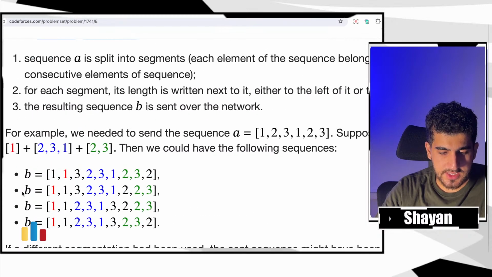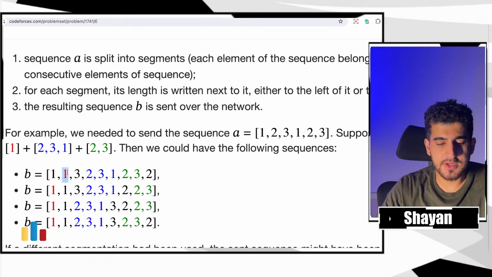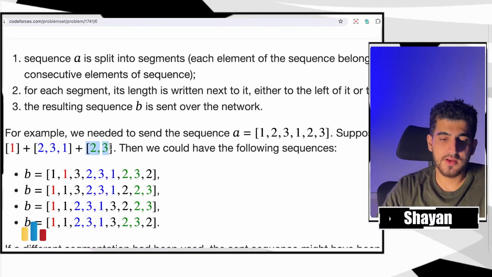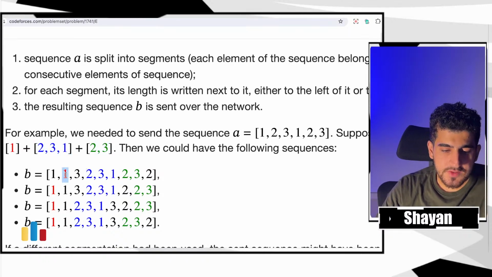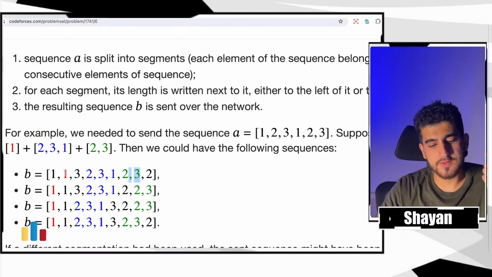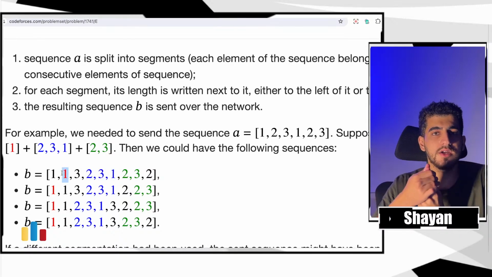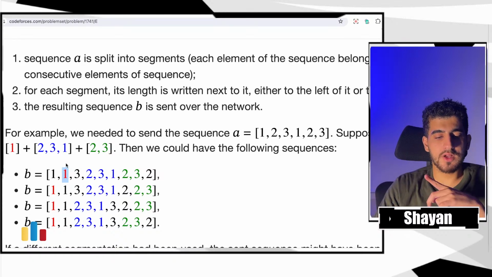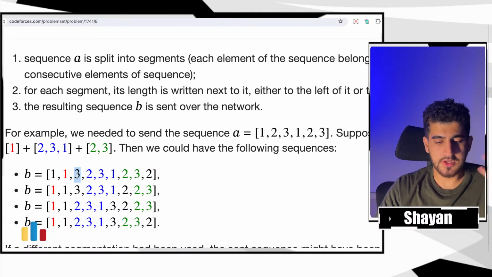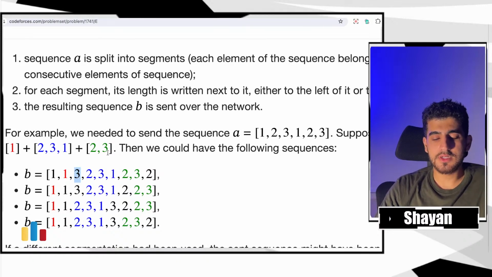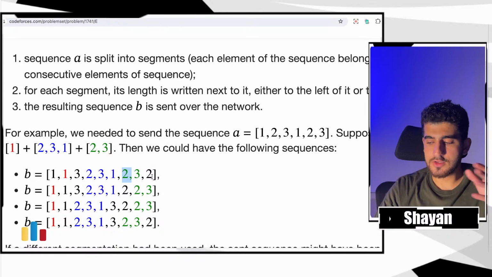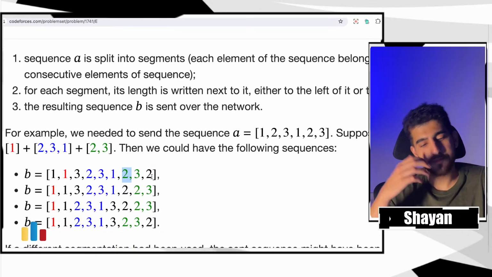So for example, here you have 3 segments. One is only 1, one is 2 3 1, one is 2 3. For each one of them you write their size either to the left or to the right of them. For the first one, its size is 1, so you write 1 to the left of it. For the second one, its size is 3, so you write 3, for example, to the left of it. For the third one, its size is 2, so you write 2, for example, to the right of it. But you can also write on the other side of them.